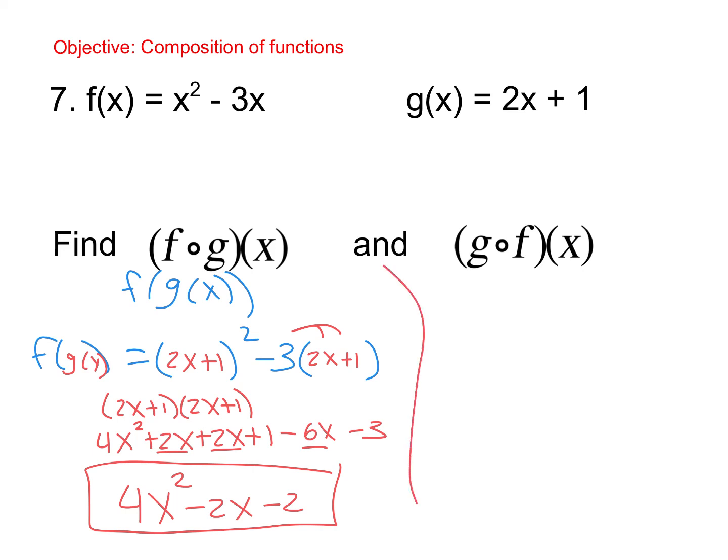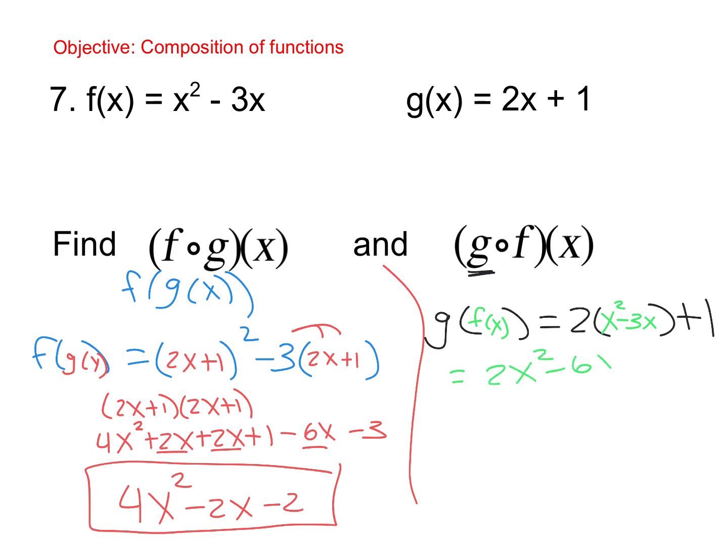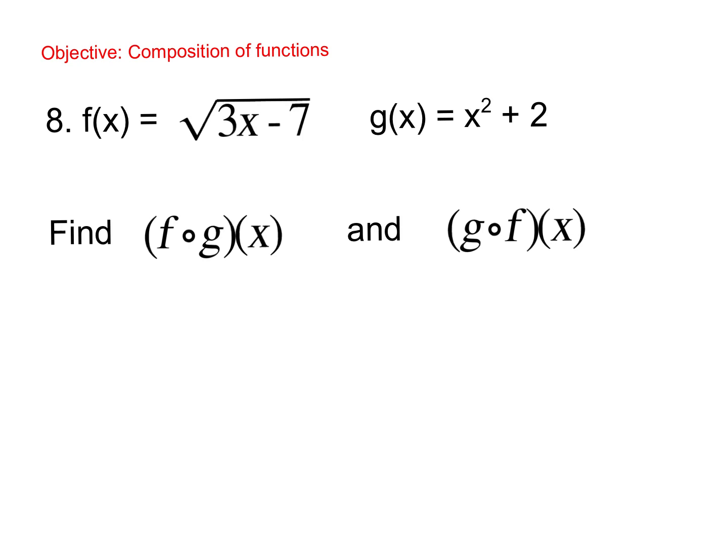Second one's easier. All right, so g is my outside function, right? So g of equals 2x plus 1. Instead of x, I write parentheses. And then what's going in the parentheses, what does f equal? So this is f of x squared minus 3x. So I just distribute 2x squared minus 6x, and then don't forget your plus 1. And that's it. Can't do anything else. All right, last one. Pause it and see if you can figure it out on your own.